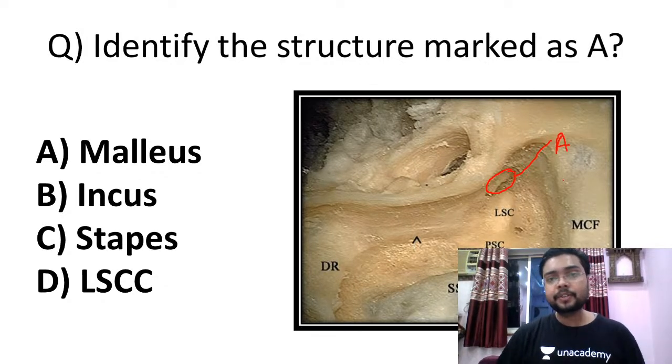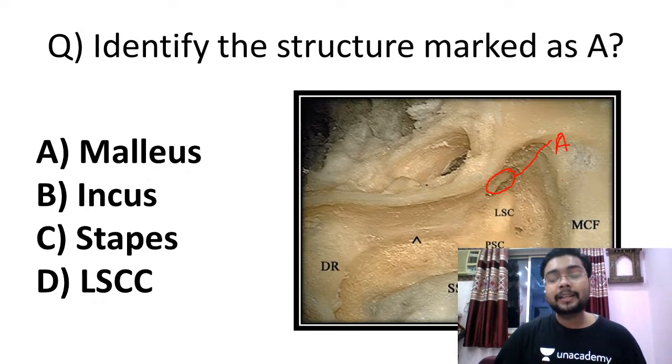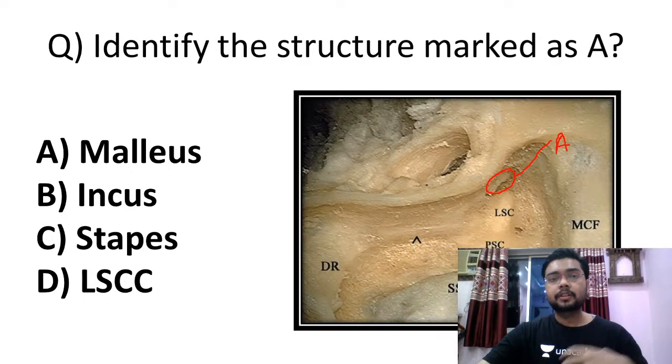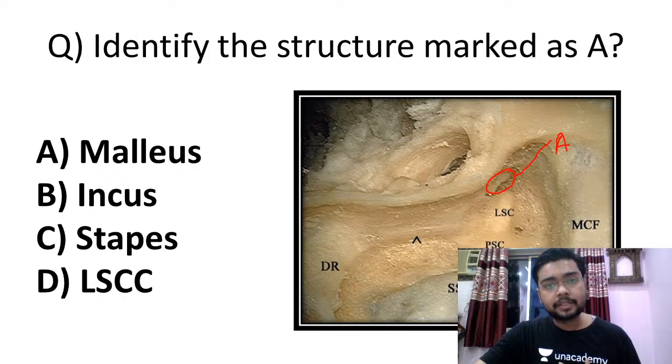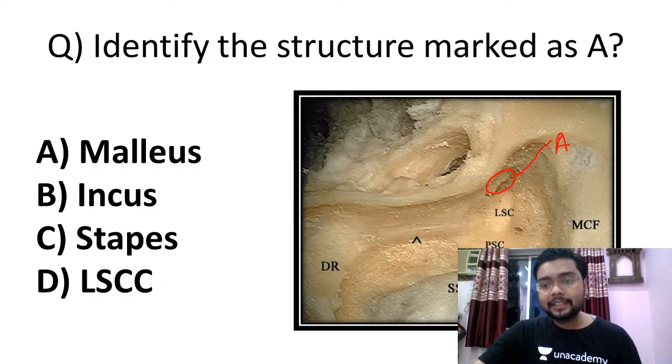Now my intention of giving you this picture, and their intention, is to make you know that now they are asking intraoperative pictures. So you should be well accustomed with the intraoperative picture and the landmarks. First we will see what all structures you can identify in this figure. This figure is of a cortical mastoidectomy, so what all structures can you delineate here?